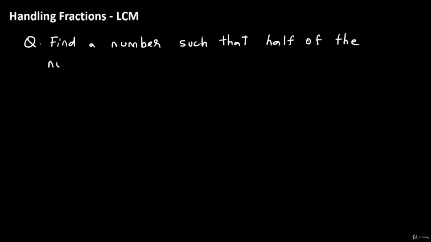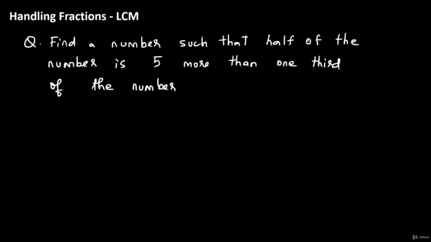Now we have a sample question over here. Find a number such that half of the number is 5 more than 1/3 of the number. Now we start by assuming the number as a variable. So let the number be x.